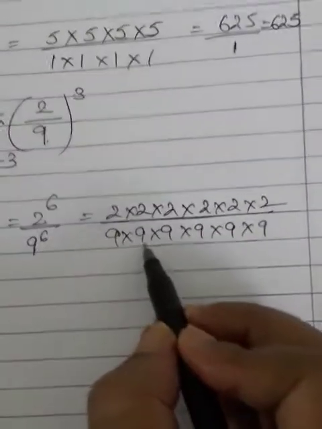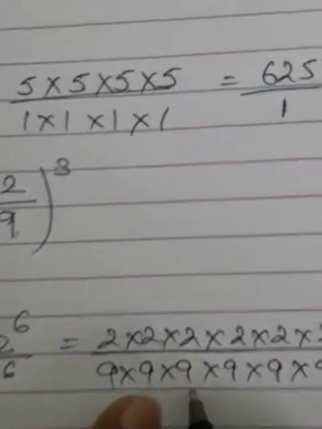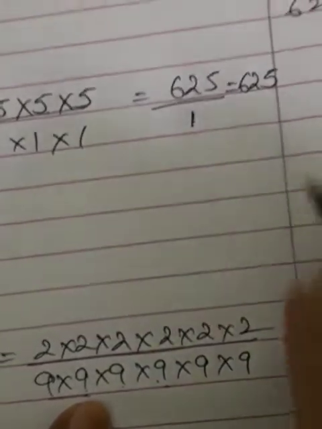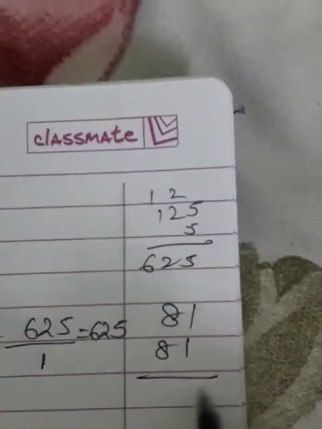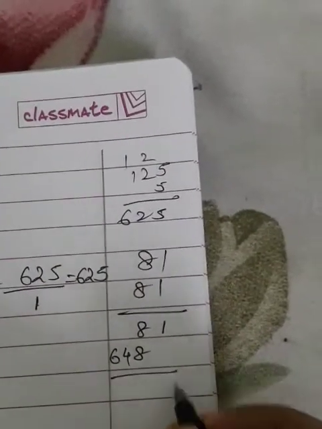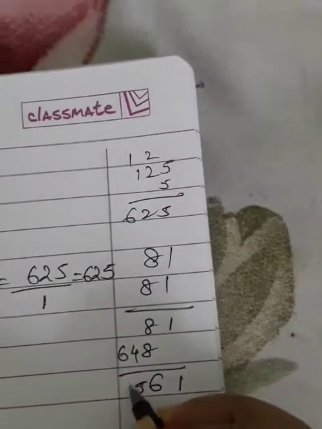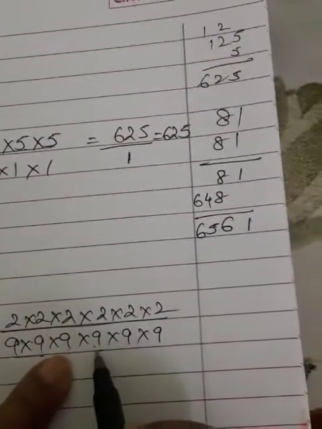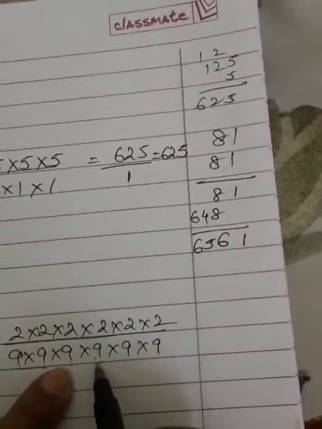Denominator 9 9s are 81. This also 9 9s are 81. So I will multiply this 81 into this 81. Let's see. 81 into 81. 1 1s are 1, 1 8s are 8, 8 1s are 8, 8 8s are 64. This was 81, this also 81. So I multiplied them. Answer is 6561 till here.